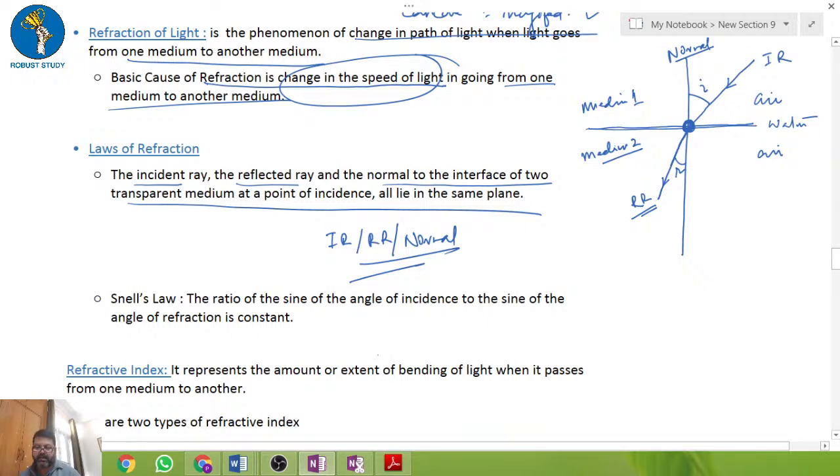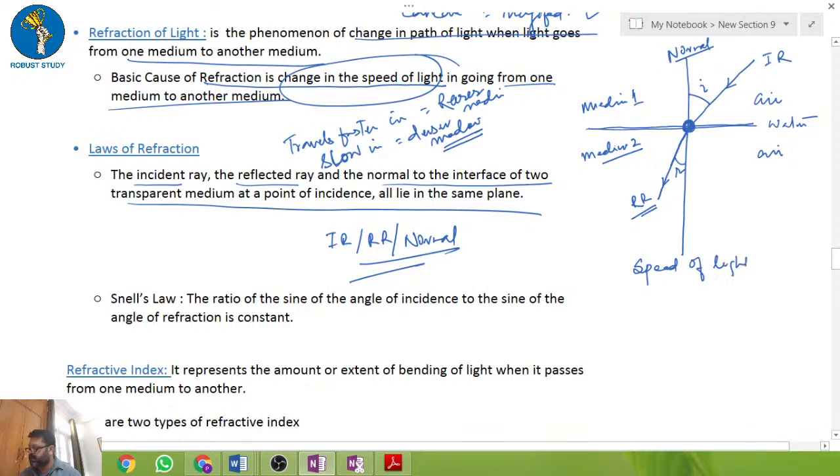Now, about the speed of light: light travels faster in a rarer medium, and light is slow in a denser medium. We know the speed of light, which is 3 into 10 to the power 8 meter per second, and it is denoted by c. This is very important.